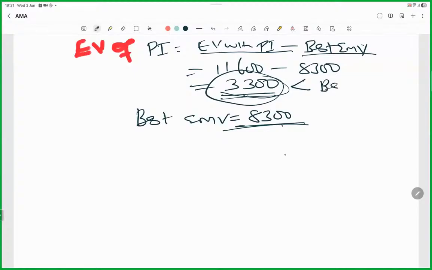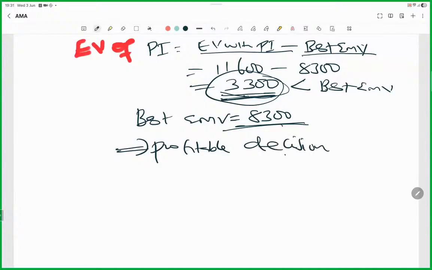It is less than the best what here, somebody? EMV. So then we are okay paying this amount. Because we are paying this amount, and then we expect, it's called expected monetary value. We expect to get 8,300, meaning that this will be a profitable decision. Uliza swali sasa.